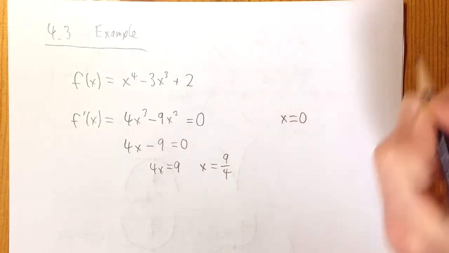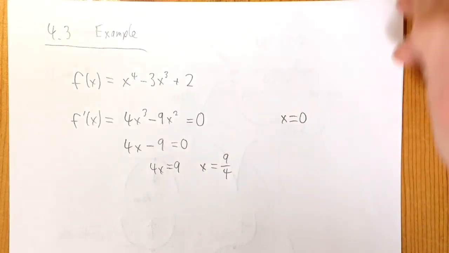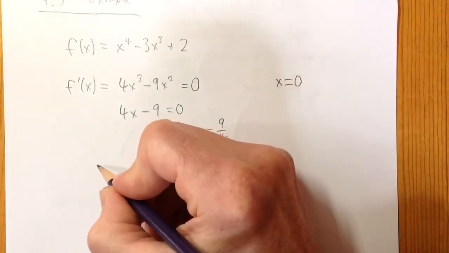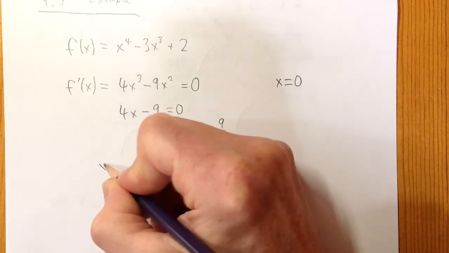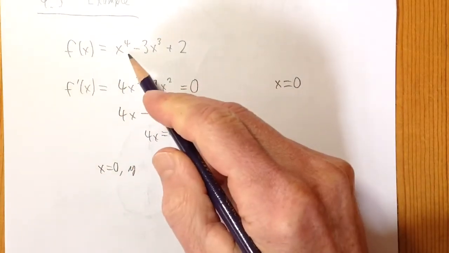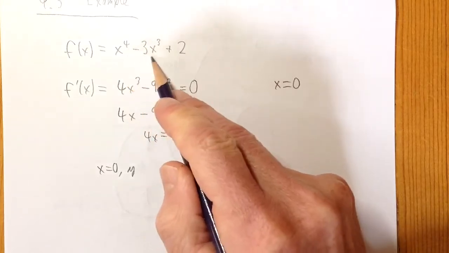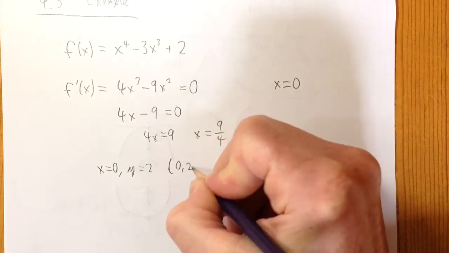So those are the only interesting places in this curve where interesting things happen. Let's find those points though, right? Those are the x values. So when x equals 0, y, or our function, we plug in 0 here, we get 0 minus 0 plus 2, y equals 2. So one point is (0, 2).